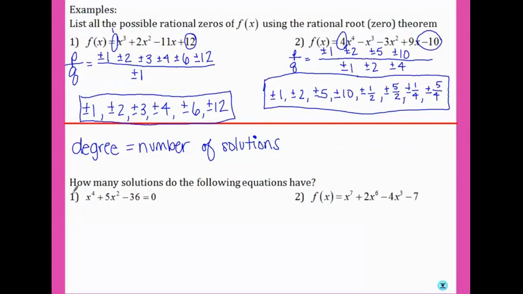So in example number 1, how many solutions will this equation have? It's already written in standard form. We look for the highest exponent, which is 4, so we know that this equation will have 4 solutions. And number 2, what's our highest exponent? Hopefully you said 7, which means that that equation will have 7 solutions.